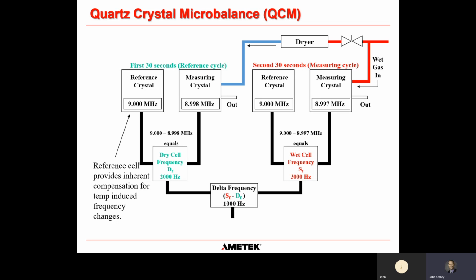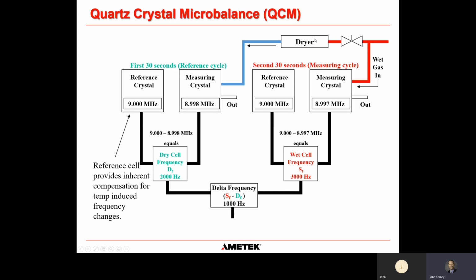So the way the sensor typically works is, if you go from the top right, the red line, process gas flows across the measuring sensor, the measuring element of quartz crystal, and we see a frequency change because we've now absorbed some water from the wet process gas, if you will. And that frequency is compared with the reference, the sealed reference. And that usually happens for about 30 seconds.